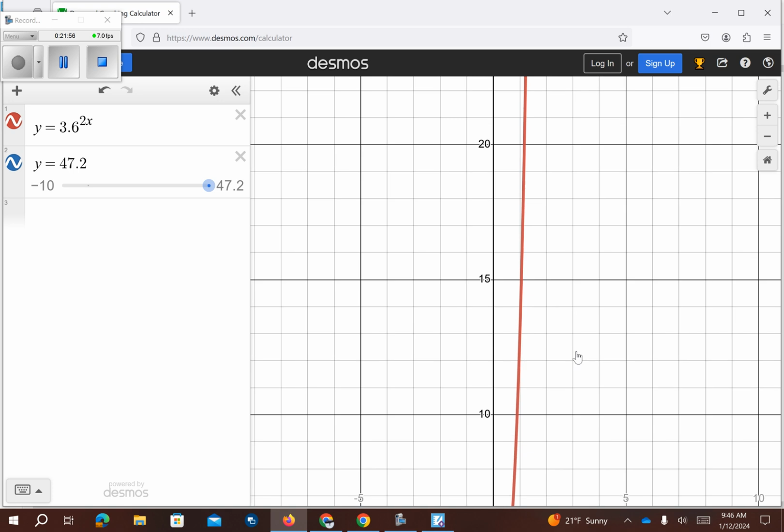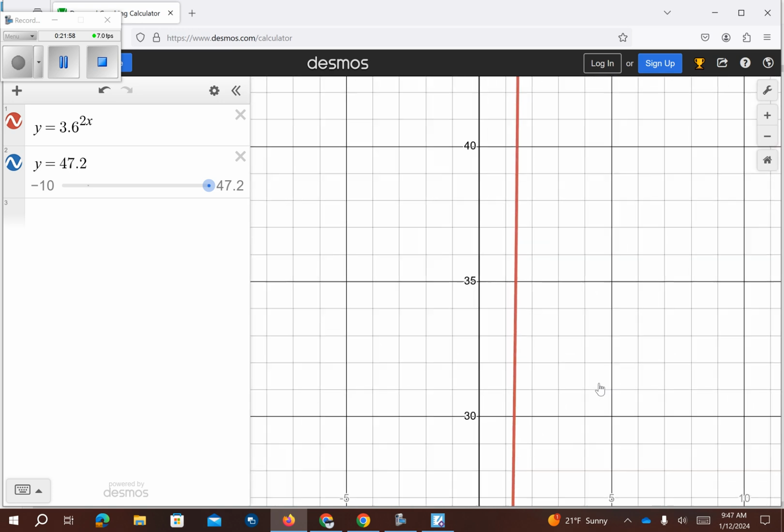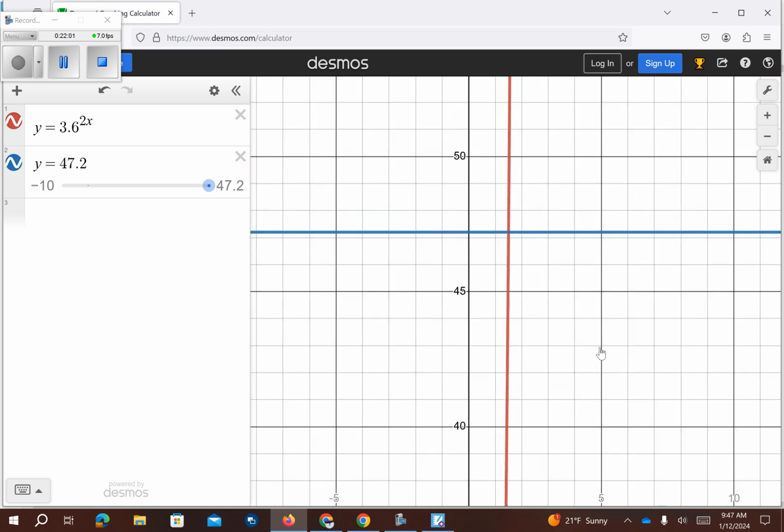So I'm going to scroll up here. Let's see, whenever I get another line. Oh, here's my intersection. Cool. Okay, my y value, notice, is 47.2. That's what we want. So I'm solving for x, so my answer to this one is 1.505. That's all it is. Okay?